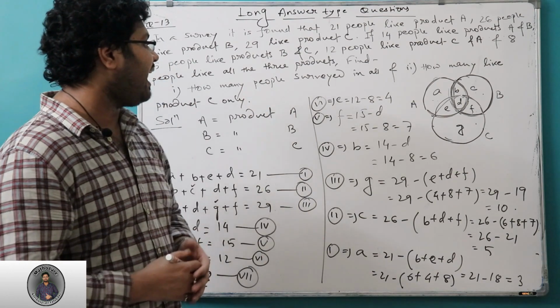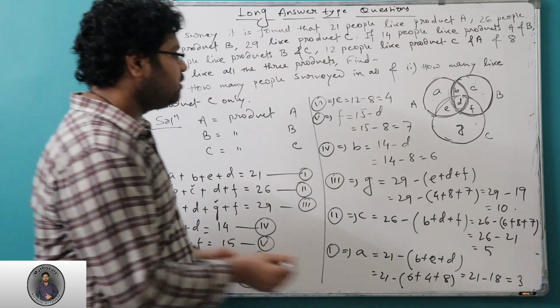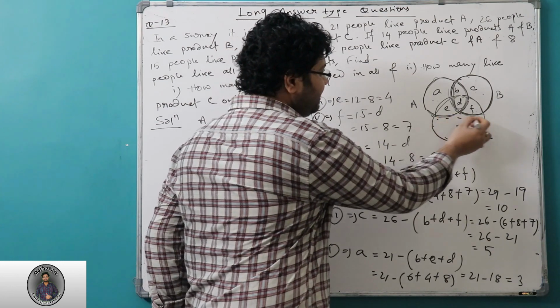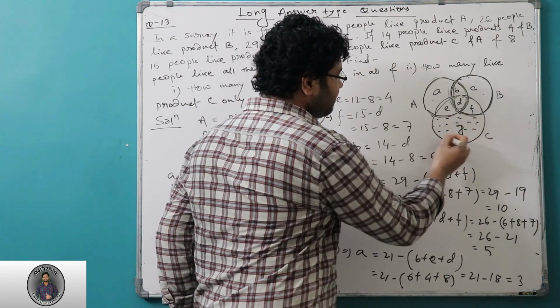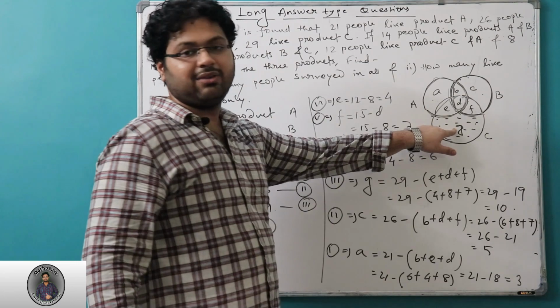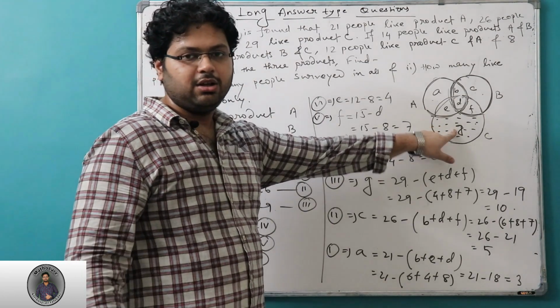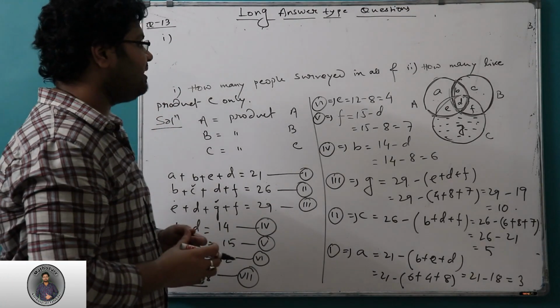And the second question, how many like product C only? So product C only means only this dotted region, that is G, the value of G, that will be the answer. So that is how many people surveyed in all.